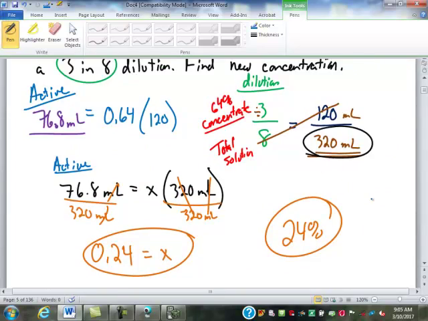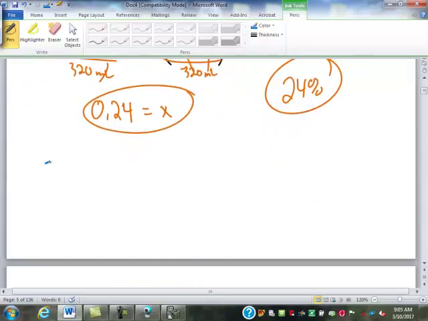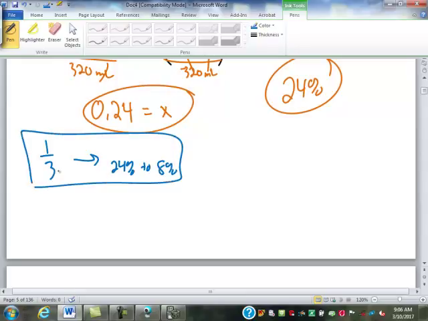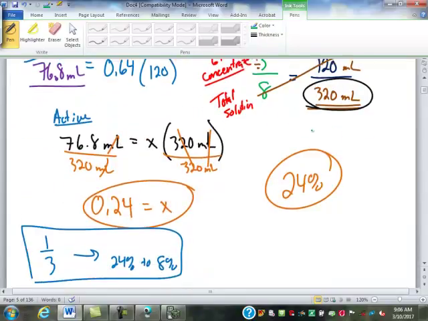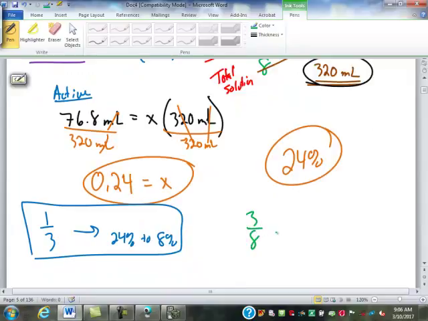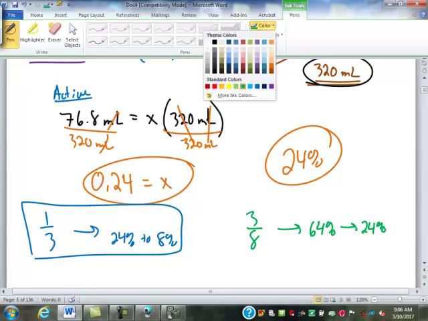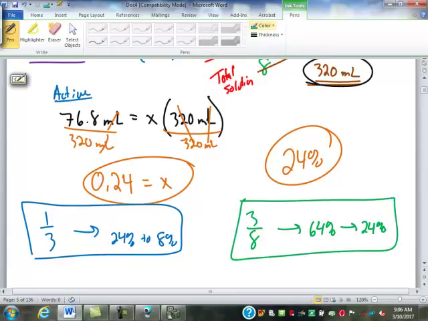Down here, it's a little trickier to know. Let me write this down. 1 in 3 dilution reduced our solution from 24% to 8%. This relationship here is going to be a little tougher to see. This was a 3 in 8 dilution, and it took our concentration from 64% to 24%. Both of these have a definite relationship between the dilution and the percents.